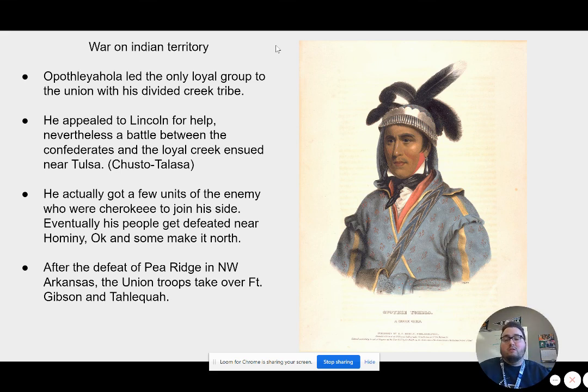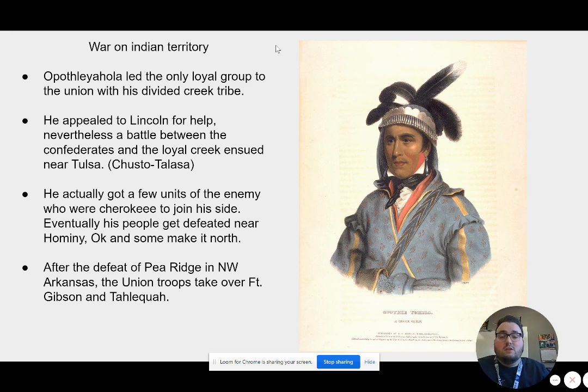Creeks, meaning they were loyal to the Union Army. Apothleyohola led the only loyal group to the Union, which divided the Creeks. The Creeks were a divided tribe. A lot of them were in favor, especially if you guys remember, the Creeks actually have the most African-American slaves. So they are big proponents of joining the Confederate States because they would get to keep their slaves. But Apothleyohola sees this as a wrong thing and eventually tries to write President Lincoln once he splits with the lower Creeks.